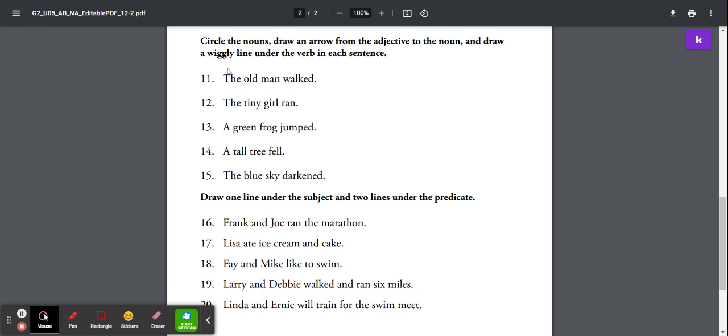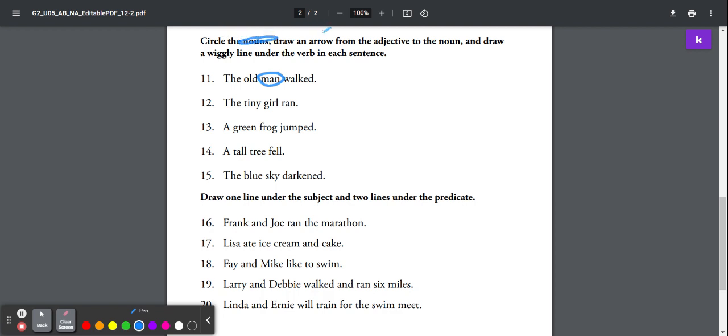So the first one, let's read the sentence. The old man walked. So I need to circle the noun. Who's the noun? Person, place, or thing. Old man. So man is a noun. Circle the noun.